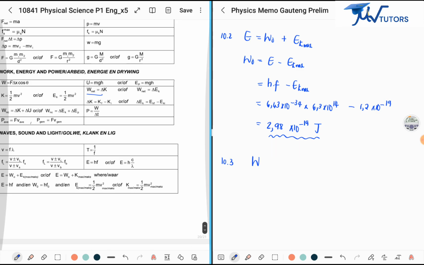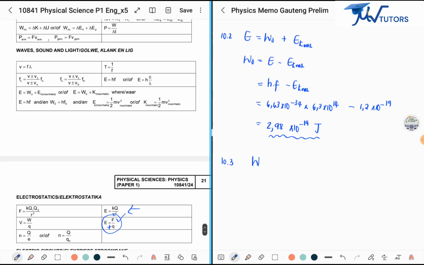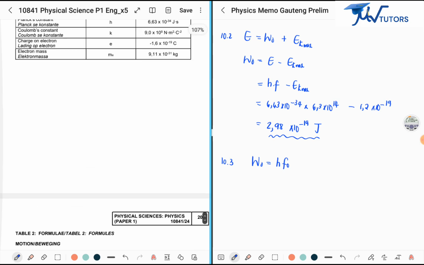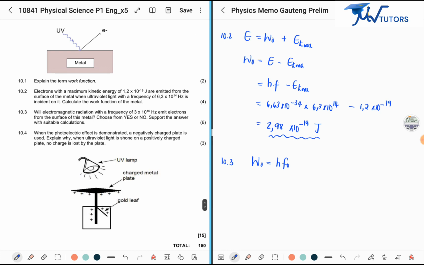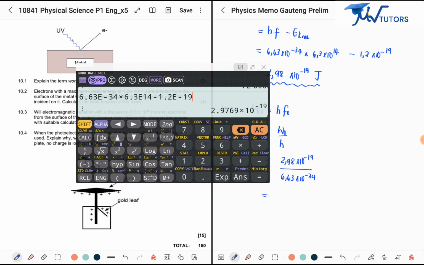I'm looking at our equations over there. We know that the work function is equal to Planck's constant times the threshold frequency. So we're working out what the threshold frequency would be, which is the work function divided by Planck's constant. We already worked out the work function, which is 2,98 times 10 to the negative 19. And Planck's constant is 6,63 times 10 to the negative 34. So let's work that out.